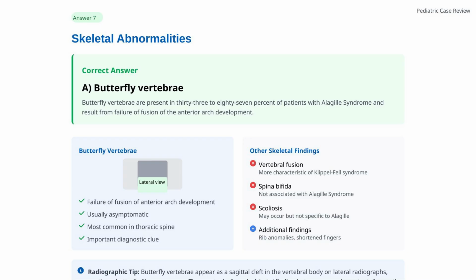The correct answer is A, butterfly vertebrae. Butterfly vertebrae are present in 33 to 87% of patients with Alagille syndrome and result from failure of fusion of the anterior arch during vertebral development. They appear as a sagittal cleft in the vertebral body on lateral radiographs, creating a butterfly-like appearance. Although usually asymptomatic and most commonly found in the thoracic spine, they serve as an important diagnostic clue. Vertebral fusion is more characteristic of Klippel-Feil syndrome. Spina bifida is not associated with Alagille syndrome, and scoliosis may occur but is not specific to the condition. Additional skeletal findings in Alagille syndrome may include rib anomalies and shortened fingers.